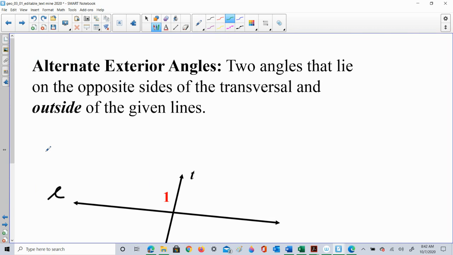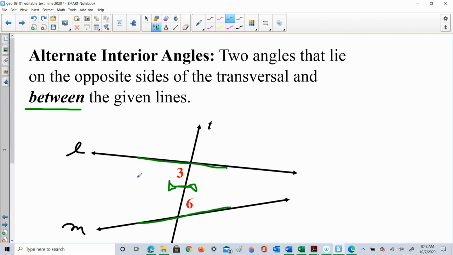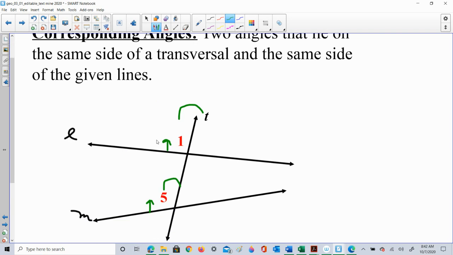That means we might have alternate exterior angles. Well, let me go back there for a second. Right? It's not just 3 and 6. If there was an angle over here and over here, those are also alternate interior angles. So that would be 3 and 4 and 5. If we were looking at it, just like over here, corresponding 1 and 5, 2 and 6, etc. We'll look at a bigger diagram later.